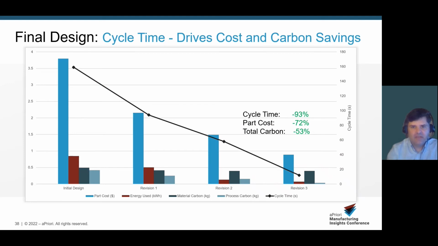So we can take a look at how significantly this really drives down our cycle time by 93% from where we started. Our part costs are down 72%, and our total carbon is down 53%. So this just really is a great example, I think, of how, especially when you're looking at process, cost and carbon can go hand in hand. If I'm able to reduce cycle time, I'm able to reduce carbon, process carbon in particular. So it just goes to show you that cost and carbon can be reduced simultaneously.